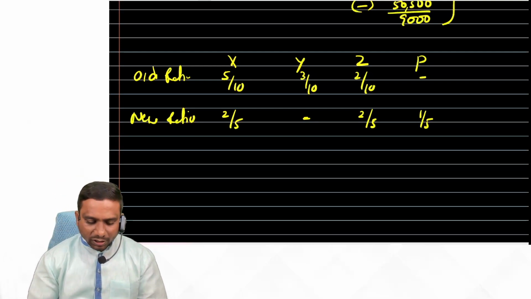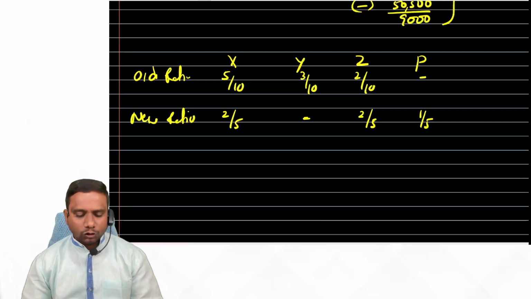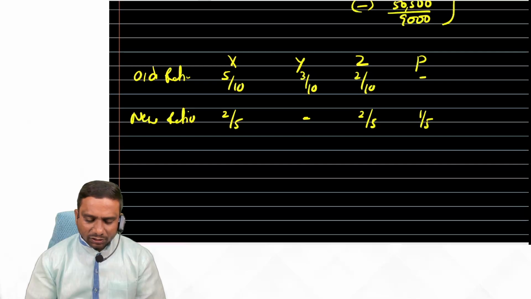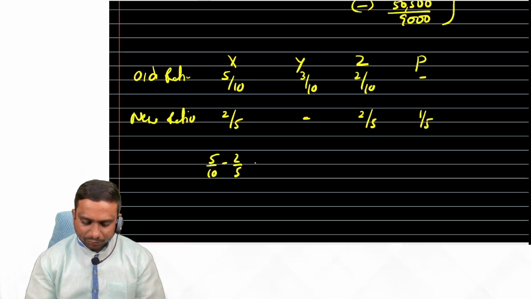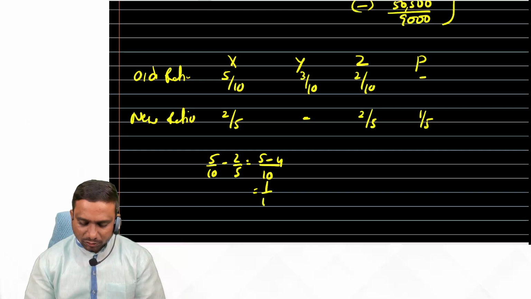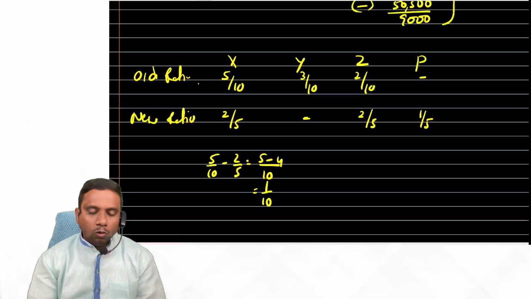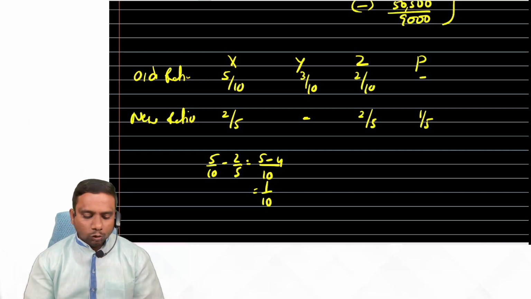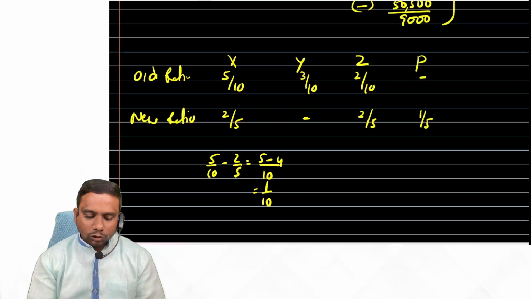Yes or no? Now you can calculate the sacrificing or gaining ratio. So 5 by 10 minus 2 by 5. How much do we get? Here we are using the formula old minus new. When you do old minus new, you get the sacrificing ratio.